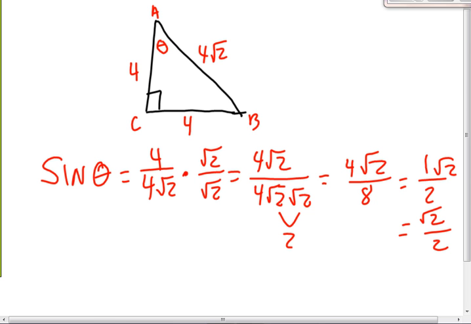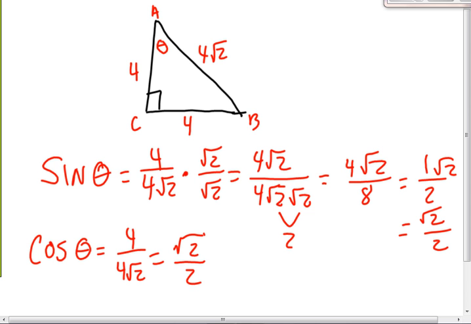So if sine of theta is square root of 2 over 2, cosine of theta is going to be the same thing, because it's the adjacent over the hypotenuse. In this case, it's 4 over 4 square root of 2. So we're going to get the same answer as sine, square root of 2 over 2. And then tangent would be opposite over adjacent. So that would be 4 over 4, and that simplifies into 1. So square root of 2 over 2 for the first two, and tangent equals 1.